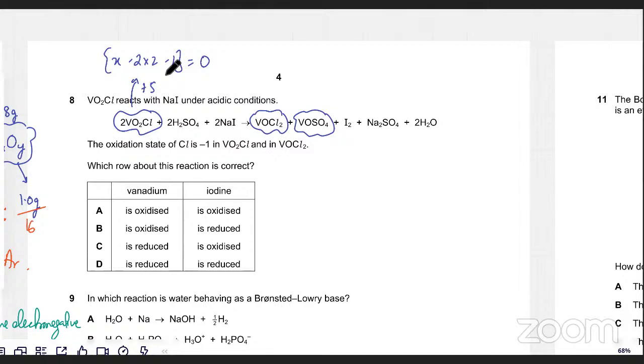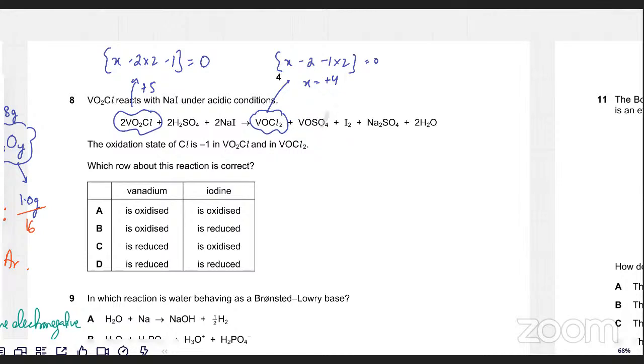Yes, sir. So what about VOCl2? Again, he's saying that its Cl is -1. So in VOCl2, V is X, oxygen is -2, there are 2 Cl, so that's -1 into 2. So that's -4. This entire thing should be equal to 0. So I think over here X is coming out to be +4, right? So is this clear?